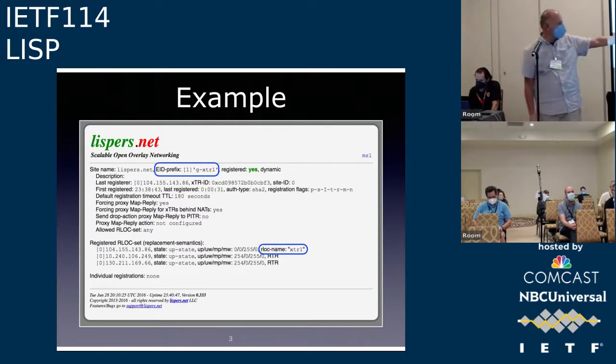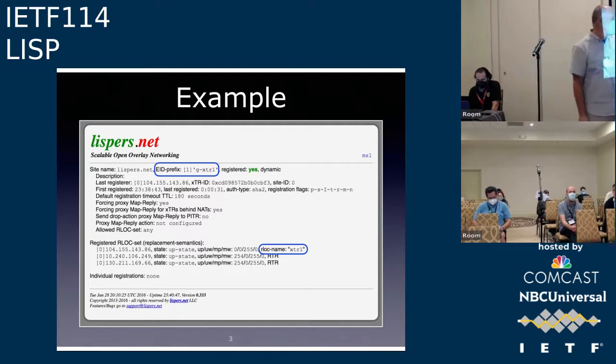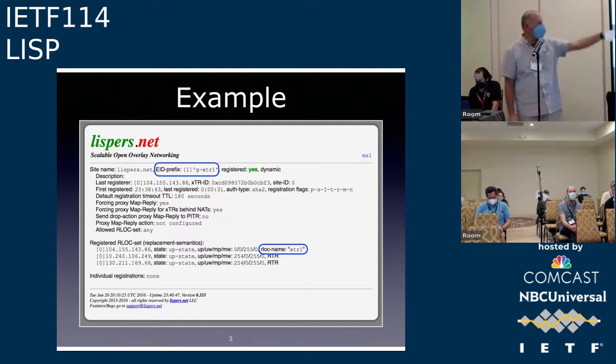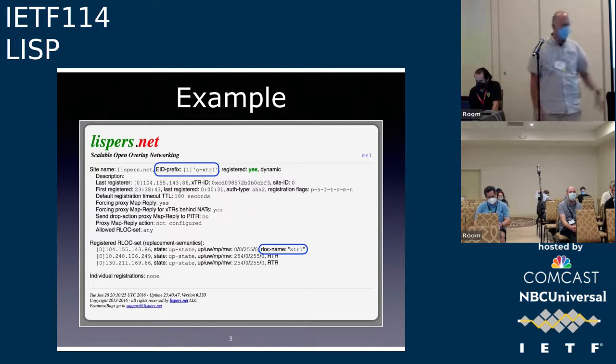The RLOC set basically has these two RTRs because it's going through a NAT, but you could also associate a name with an RLOC record. So it's encoded in that RLOC record. This is an encoding in the EID record. This is the encoding in the RLOC record. Okay.